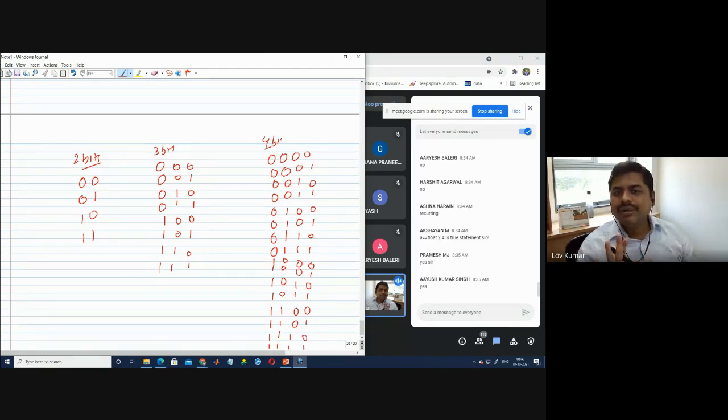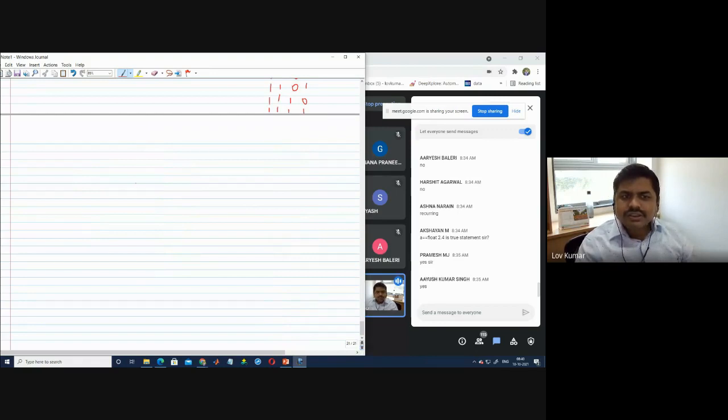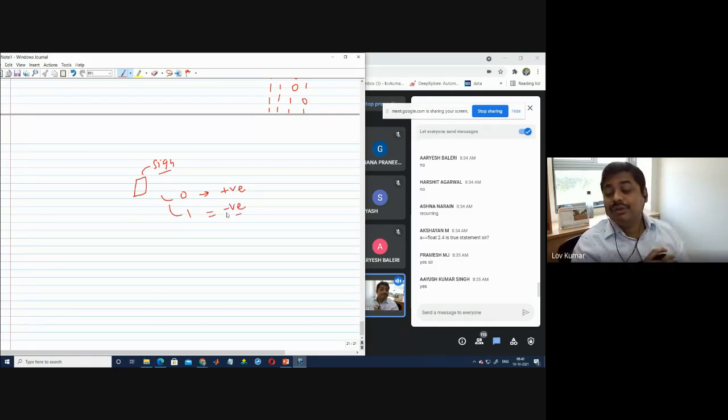Clear? So these are the combinations we can write if we are taking the 4-bit number, the 3-bit number, and the 2-bit number. According to the sign magnitude representation, the first bit is basically used to represent the sign. Whatever the first bit you are writing, that is used to represent the sign. If the first bit equals 0, you are writing a positive number, and if the first bit equals 1, you are writing a negative number, right?